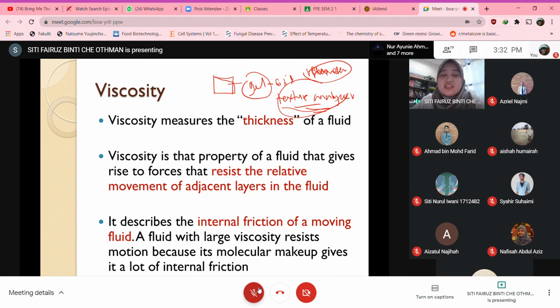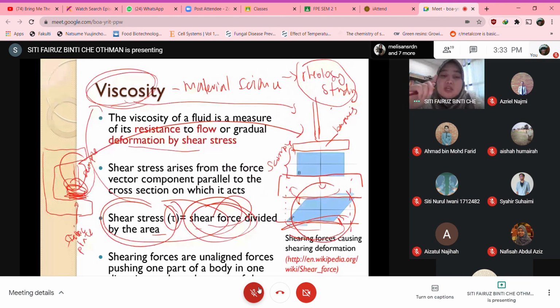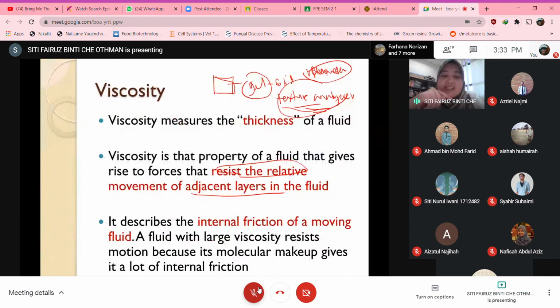Alright, so viscosity is that property of fluid that gives rise to forces. Yang tadi lah kalau dia ada resistance tu, dia viscosity dia akan lebih likat lah. Alright, the rheometer will actually measure that for you. So this is just the fundamental that lies behind the rheometer tu. Alright, it describes the internal friction of a moving fluid. So kalau friction dia tinggi, maksudnya dia punya thickness is very high. Kalau friction dia rendah, maksudnya the thickness is quite light atau very thin.